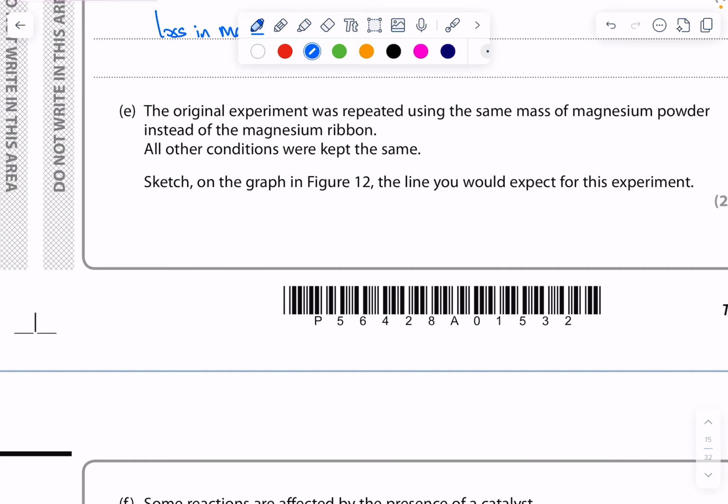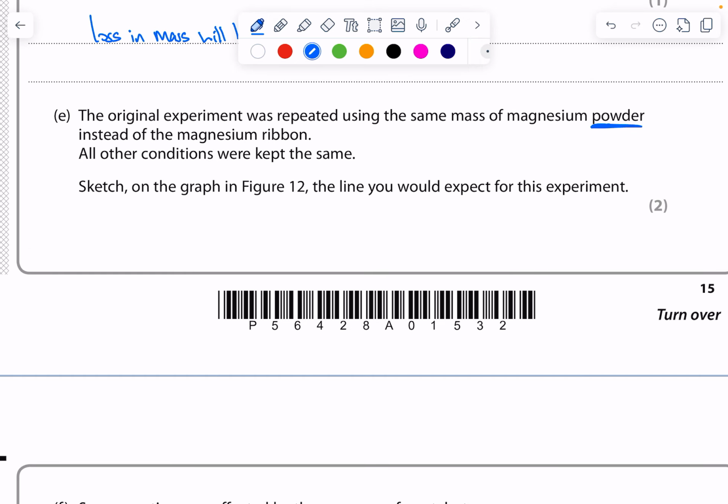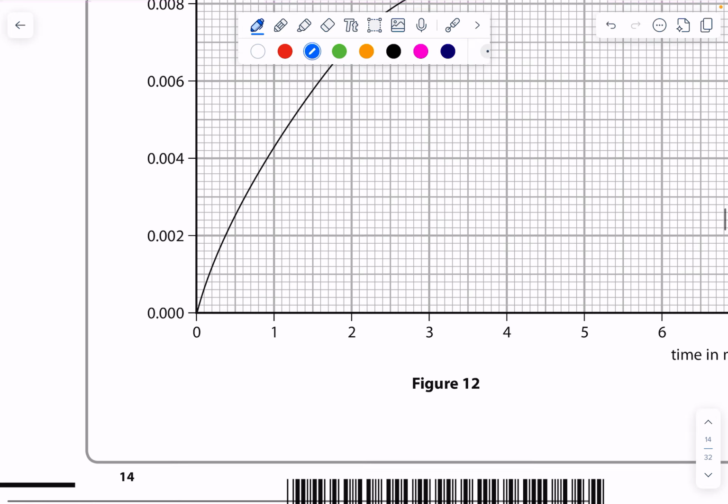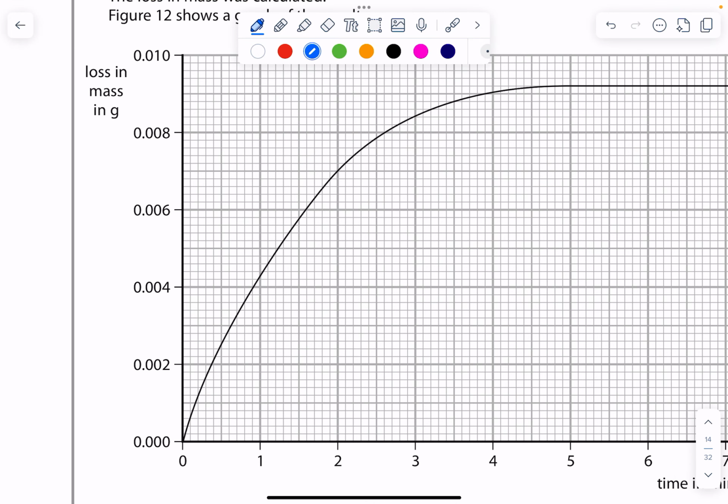The original experiment was repeated using the same mass but in powder form. Sketch what you'd expect. Remember, powder has a larger surface area. If you have a larger surface area, there is more chance of successful collisions taking place, and therefore the reaction should go more quickly. So it'll lose mass more quickly. If it's losing mass more quickly, it'll be steeper at the beginning, but it will still lose the same amount of mass that we had before.